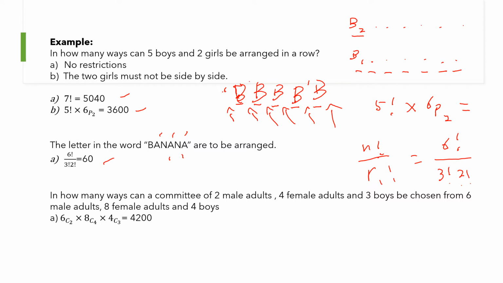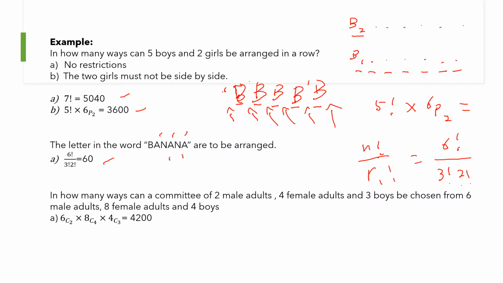In how many ways can a committee of 2 male adults, 4 female adults, and 3 boys be chosen from 6 male adults, 8 female adults, and 4 boys? So that means you are going to choose 2 male adults, 4 female adults, and 3 boys.